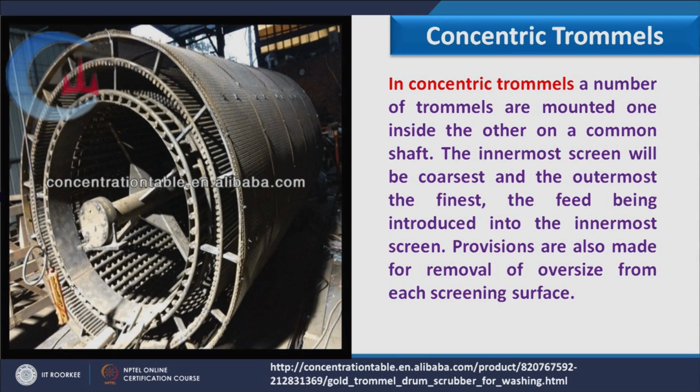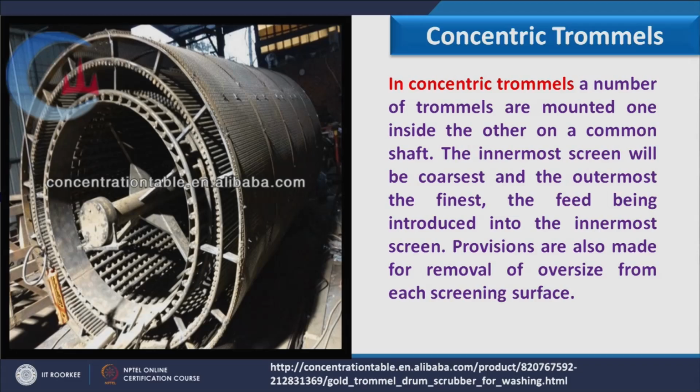About this you can go through this link. This is the concentric trommel, in which cylinders of different diameter are placed on one shaft. In concentric trommels, a number of trommels are mounted one inside the other on a common shaft. The innermost screen is the coarsest and the outermost the finest, and feed is introduced into the innermost screen. Provisions are also made for removal of oversize from each screen surface.